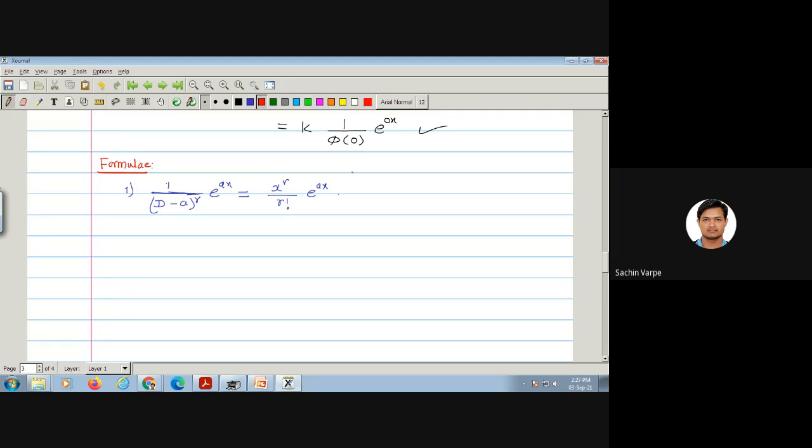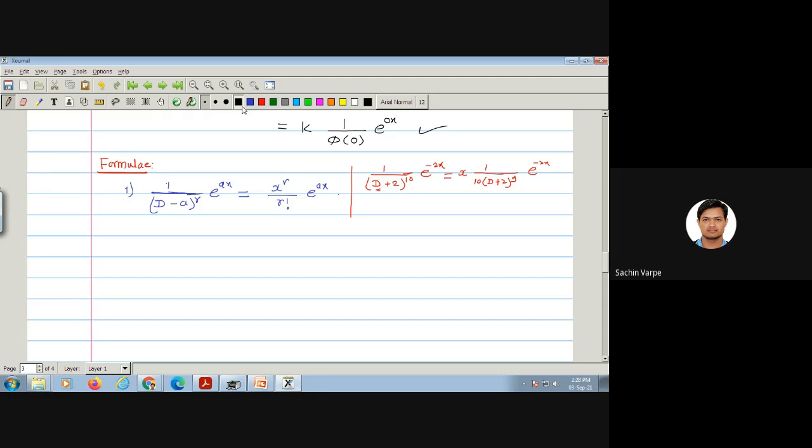For example, if I have 1 upon (d plus 2) raised to 10, e to the power minus 2x. If I replace d by minus 2, it will be 0. So I multiply by the independent variable and take the derivative of the denominator, which is 10 into (d plus 2) raised to 9, into e raised to minus 2x. But again when I replace, it will be a case of failure. So we have to differentiate 10 times to finally get a non-zero denominator. Is the point clear to everyone? This formula is very useful in that case.